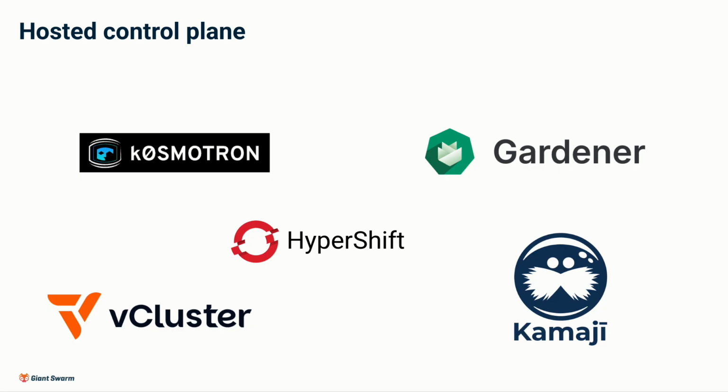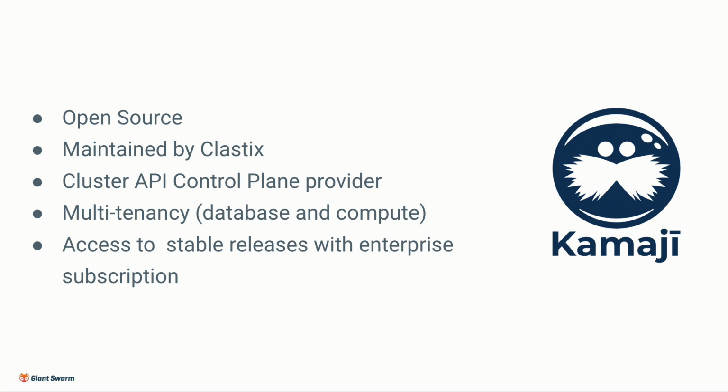Now, there are a few players at the moment. There's Mirantis with k0smotron, Red Hat HyperShift, vCluster from Loft Labs. Gardener also does some of this stuff in their product. And Kamaji. I'm sure there are others out there that I haven't listed, but I think they are the main ones. So we're focusing on Kamaji here. It's an open source project maintained by the folks at Clastix in Italy. The good thing for us about Kamaji is that it has a Cluster API control plane provider.